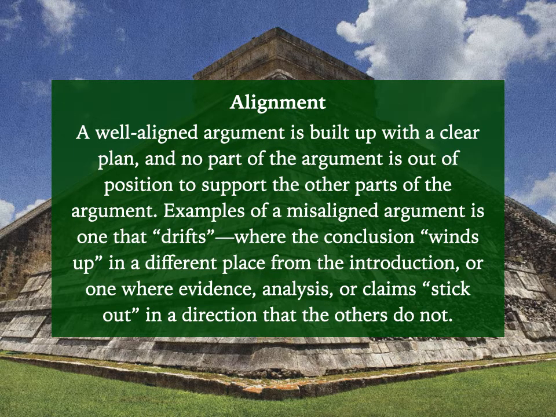The next issue is the alignment of the paper, or its internal consistency. A well-aligned argument is built up with a clear plan, and no part of the argument is out of position to support the other parts of the argument. Examples of a misaligned argument are ones that drift, where the conclusions wind up in a different place from the introductions. A kind of misaligned argument that's very common is an argument where the intro doesn't match the conclusion.